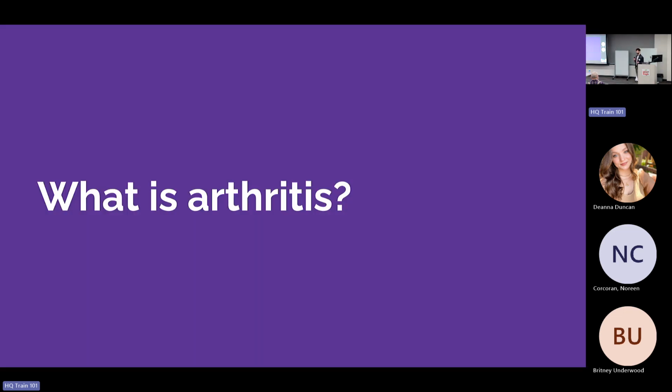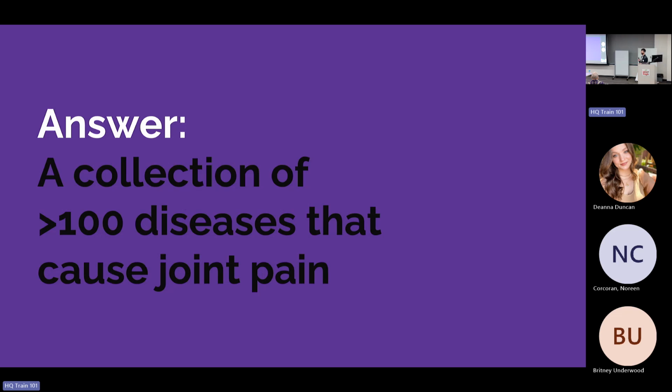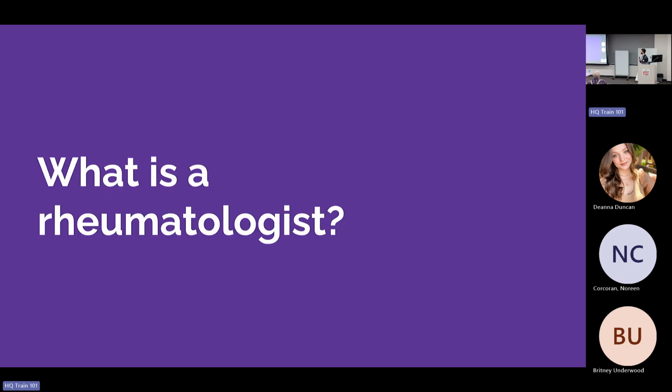So before we get into a talk about all of the arthritises, what is arthritis? And the kind of lame answer is it's a collection of more than 100 diseases that cause joint pain. So when you talk about arthritis, you're necessarily talking about pain, but just as the prior speaker was discussing, it's what's causing that pain, and that's what the rheumatologist is trying to figure out, and then that's what ends up determining the treatments that we give.